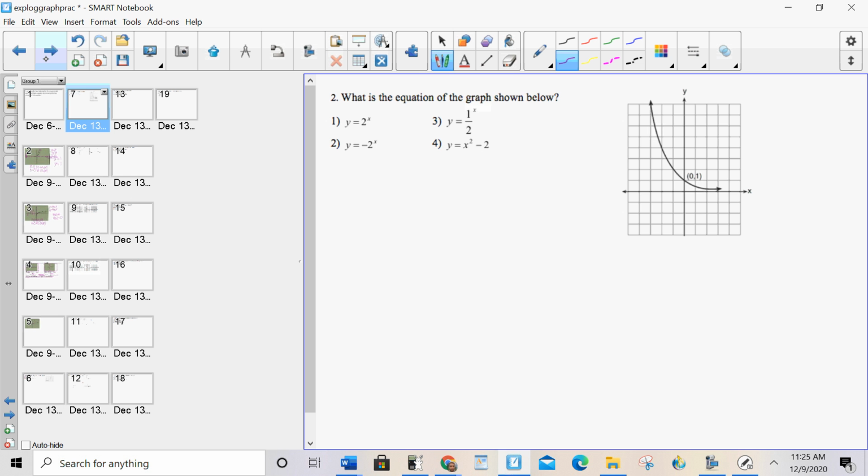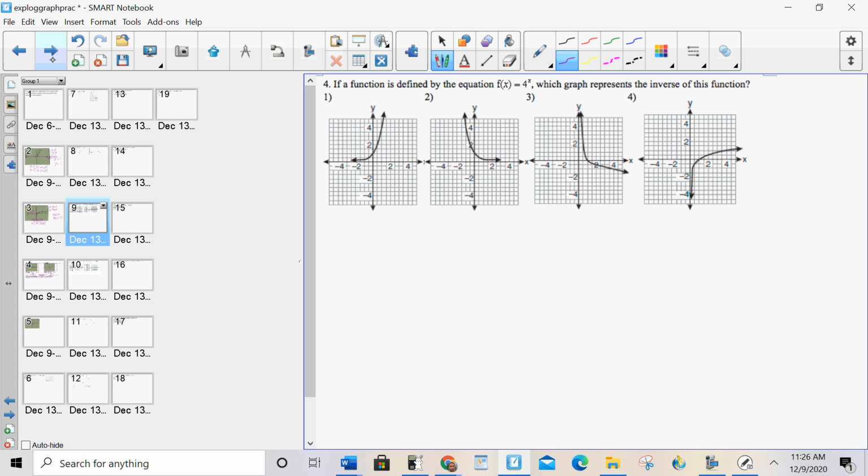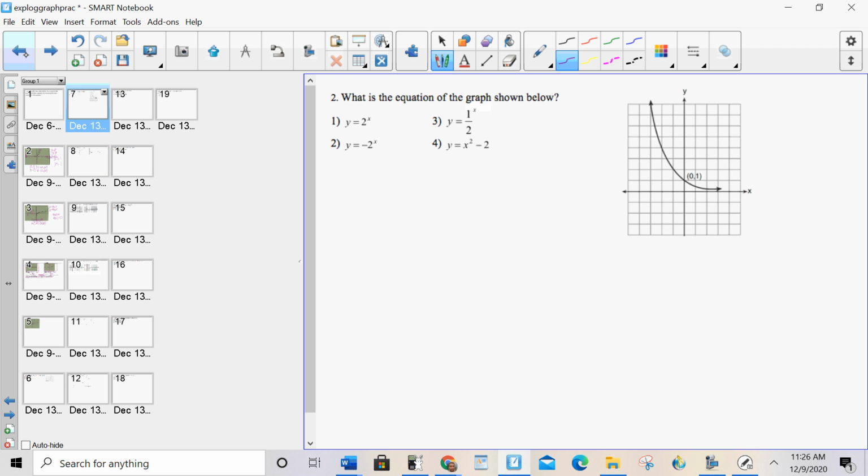Number 2, you know what? 2, 3. Try 2 and 3 on your own right now. Literally, you can try and do it without the calculator, but type the choices into the calculator and see which one matches up. So pause, complete 2 and 3, and then unpause.